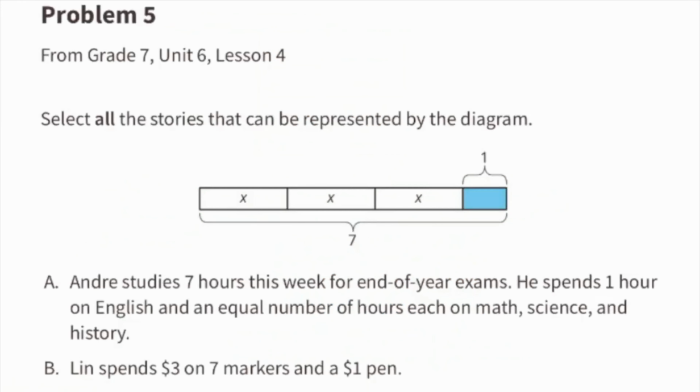Problem number 5, from 7th grade Unit 6, Lesson 4. Select all the stories that can be represented by the diagram. The entire diagram has a value of 7. It has 3 x's and a value of 1 unit. That could be 3 times x plus 1 equals 7.